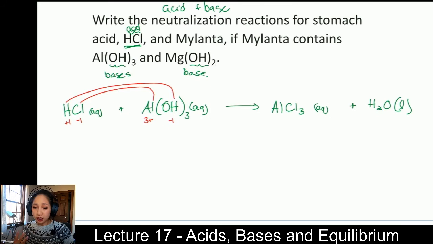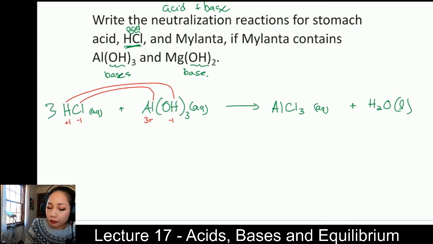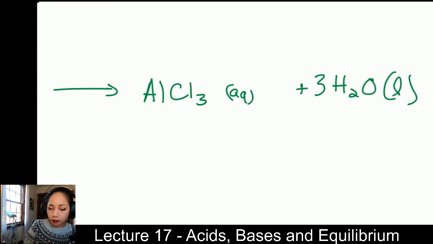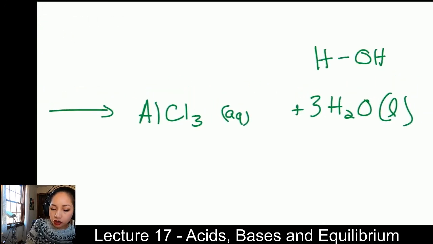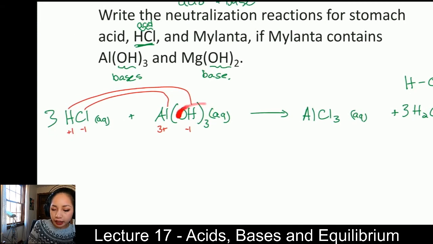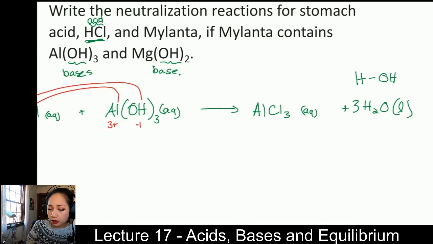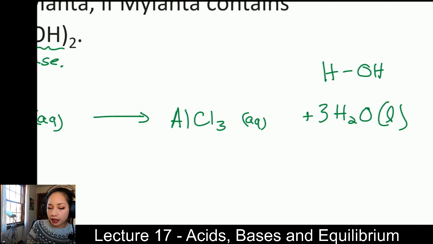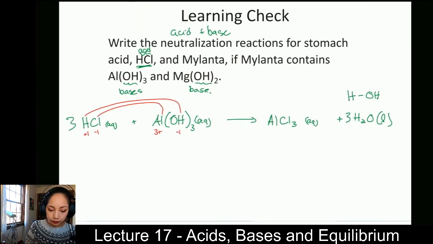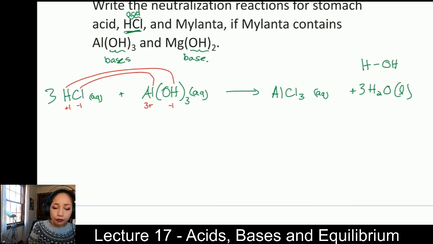Now we need to make sure that it's balanced. So I see I need 3 chlorides on our reactant side, so I'm going to put a 3 in front of HCl. And now this is balanced. So there's 3 chlorides, 1 aluminum. There's 3 hydrogens combining with 3 OHs to give 3 waters, because you can essentially think of water as HOH. Since we are combining 3 OHs with 3 hydrogen cations, then you will get 3 waters total. All right, so that's the neutralization reaction for the first substance.